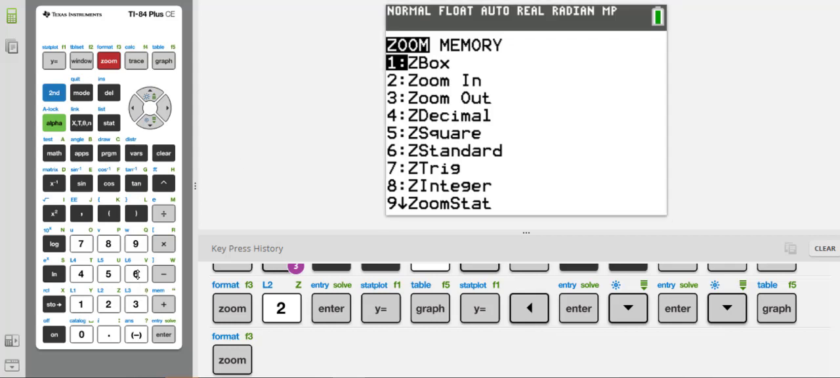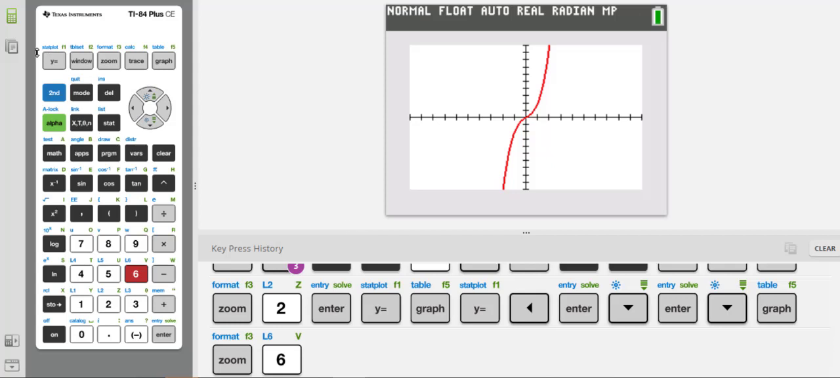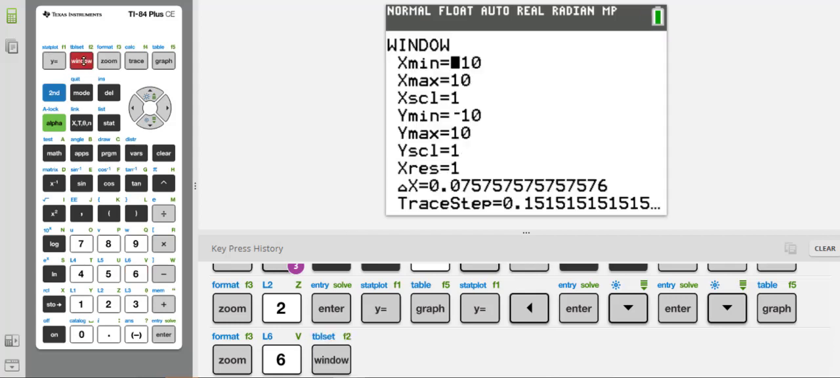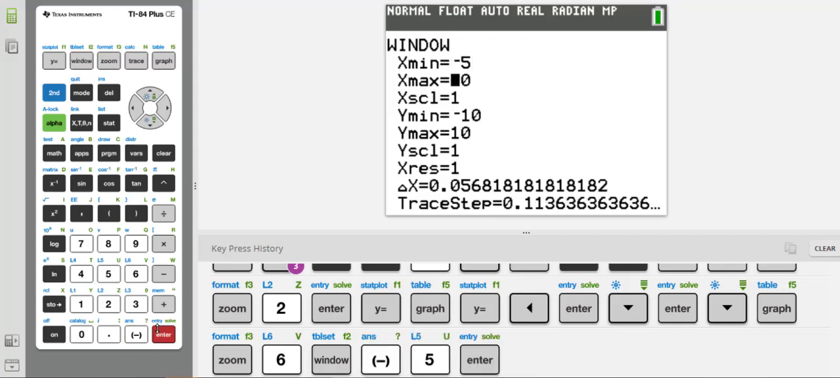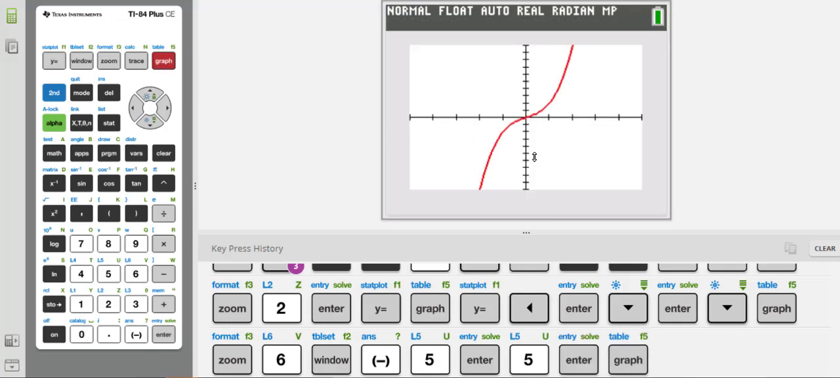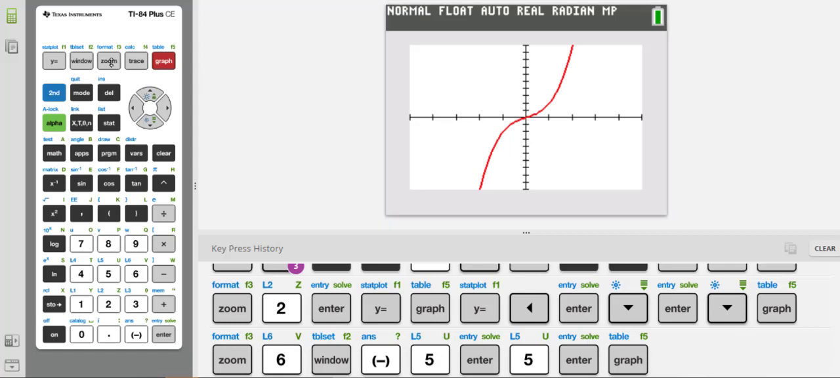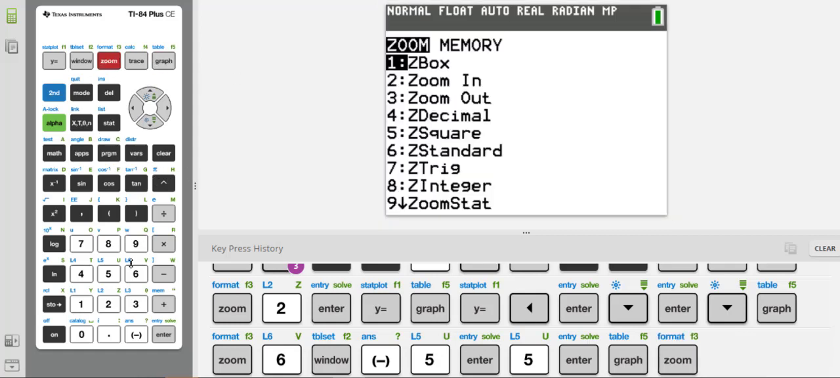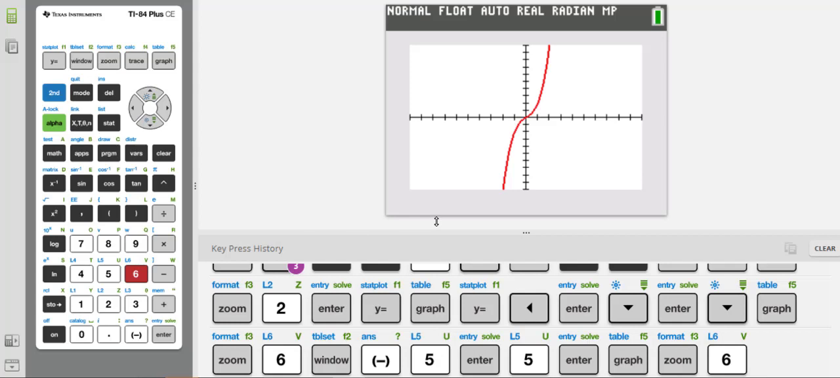That's that -10 to 10, -10 to 10. You can manually adjust that window by going to window and typing in. If you wanted to go from -5 to 5, you could do that. And hit graph, and you have a similar picture. But I kind of like this zoom standard.